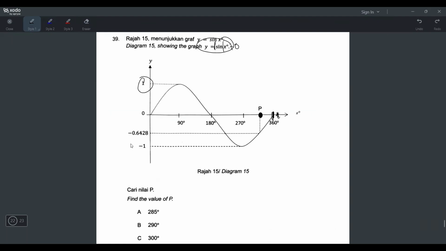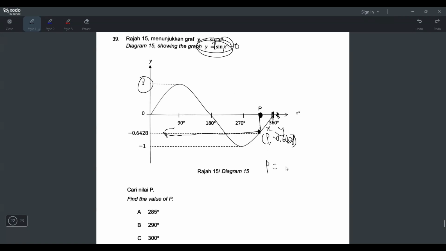All right, and then find the value of P. So dia nak cari P sini. Okay, I recommend you guna cara ganti. Tapi cuba you tengok P. Sini dia ada bagi y coordinate for P, right? So kita boleh guna point ni to ganti masuk. So the x coordinate is P, the y coordinate is negative 0.6428. And then I ganti the xy dalam equation sini. Okay, so bila you ganti, you dapat apa?